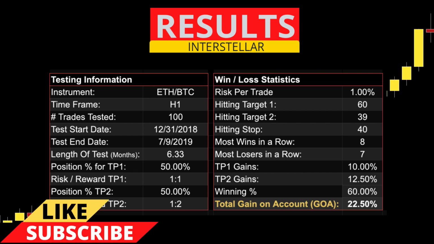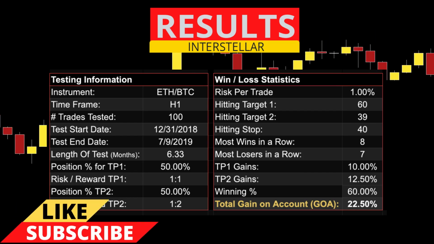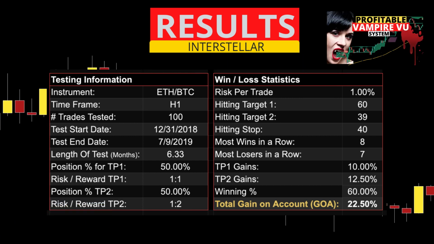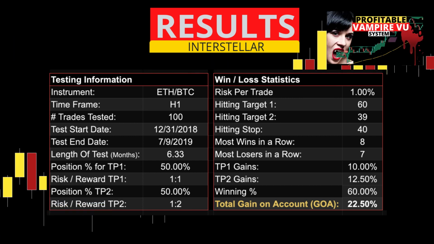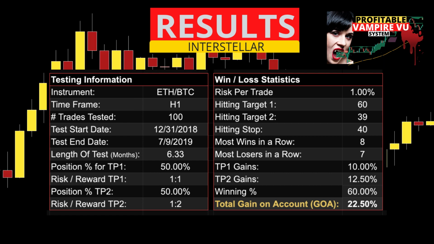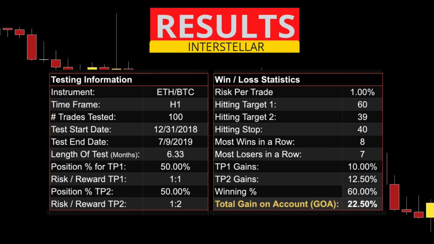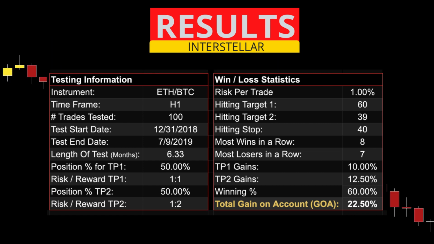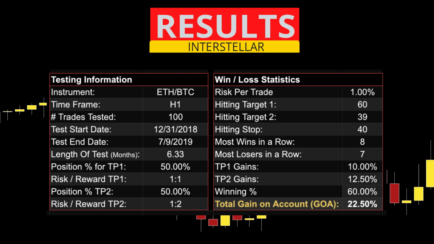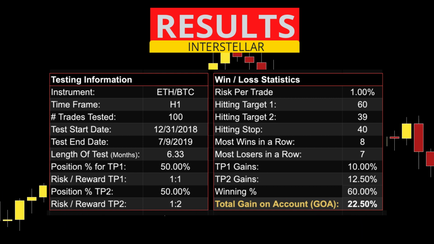Remember, this is just 100 tests on one instrument. If you're thinking of using this system, please do all the required testing and be sure to let our community know what you discover. Now let's review the test data and go over a couple of ideas on how to optimize this system. This test was done on Ethereum versus Bitcoin 1-hour candles. It took just over 6 months to find the 100 trades.